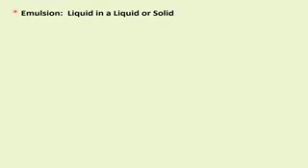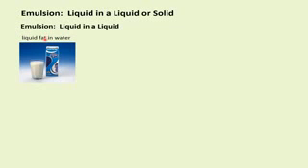The second type of colloid is an emulsion. An emulsion is a liquid in a liquid or a solid. Let's look at some liquid in liquid colloids called emulsions. We mentioned earlier that milk is a colloid, and in fact it is a liquid that is fat in another liquid, water.